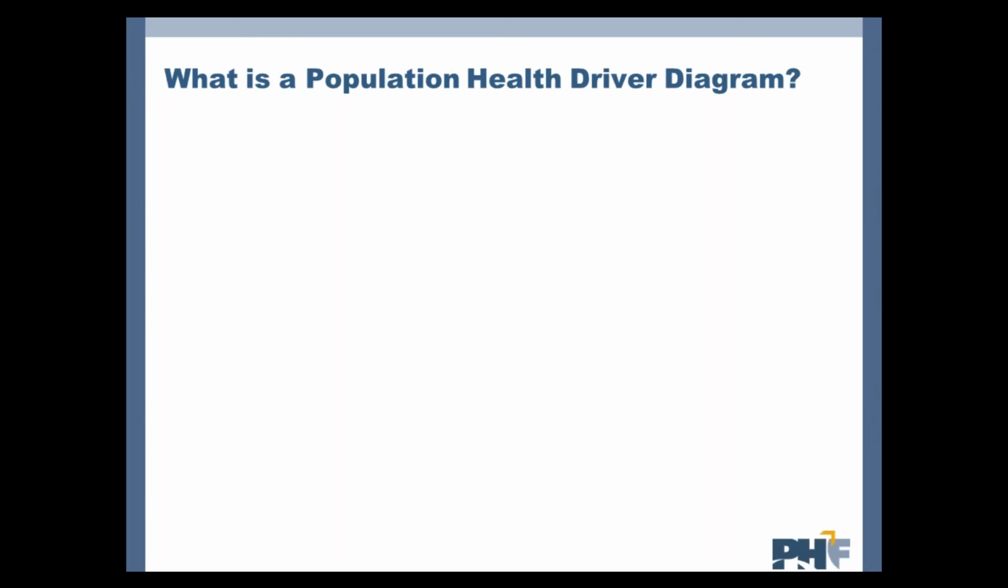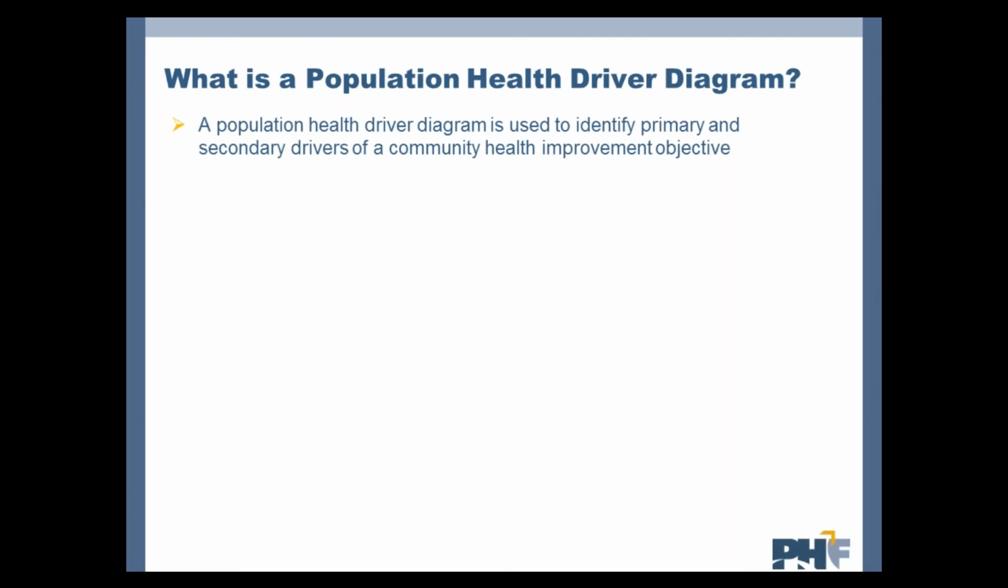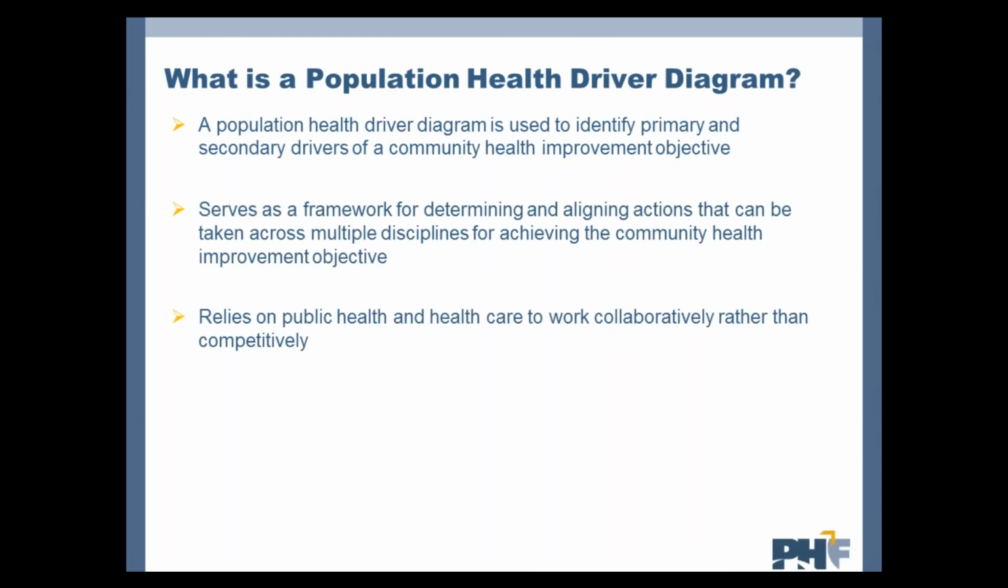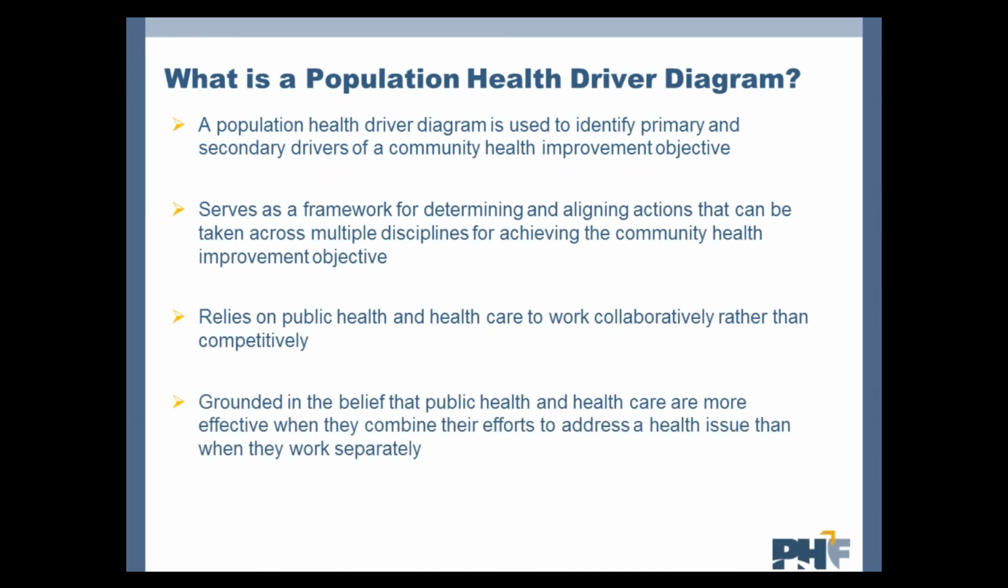So one of the things you'll see is what is a population health diagram. It's really used to identify what really drives the system, some primary or secondary drivers of an improvement project. And again, it's a framework. It looks at the actions you're going to do. It looks across multiple disciplines. And how are we really going to align those things to make sure that we achieve the community health objective that we want? Again, it really relies on collaboration rather than competitiveness.